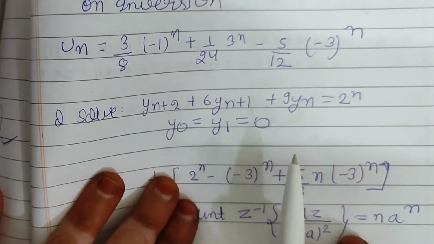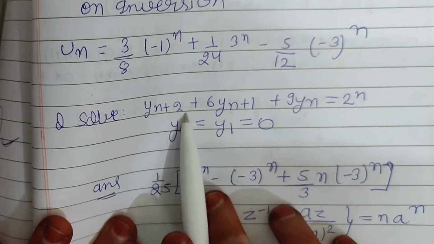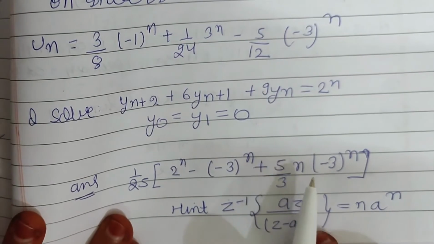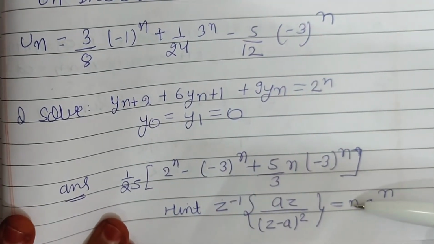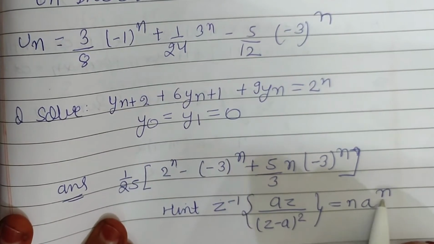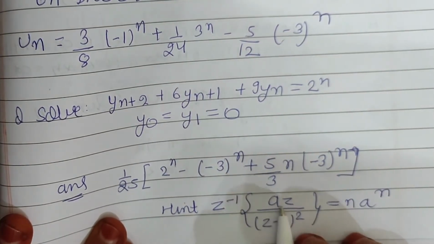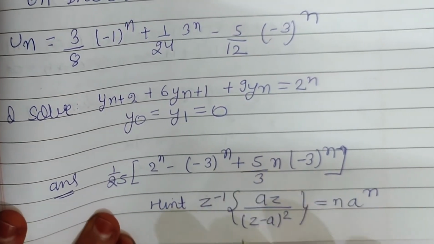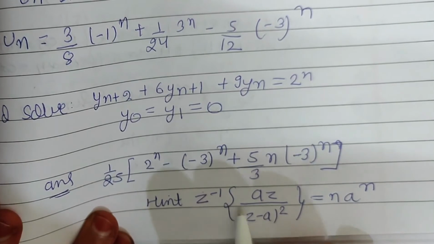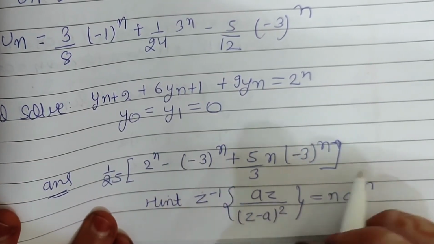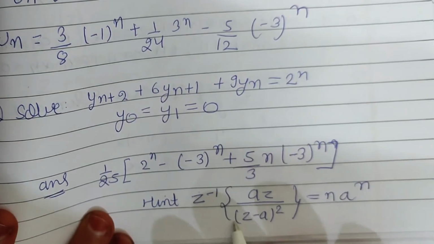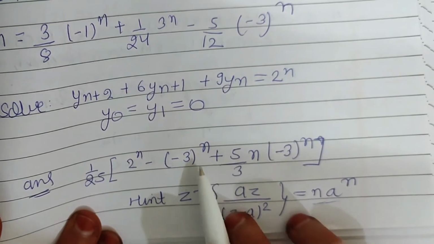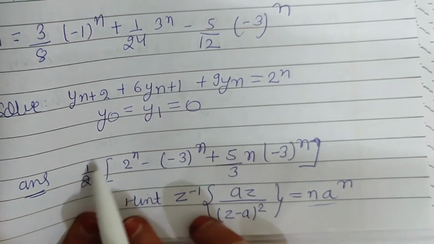So again there is one more question. I have given the answer for this question, and here is a hint: for this, the inverse of n a to the power n will be az divided by z minus a square. Sorry, I told the wrong thing. It should be Z inverse of az divided by z minus a to the whole square is n a to the power n. You will get this thing in this question; substitute that in place of this and try to find the answer. You should get this answer.